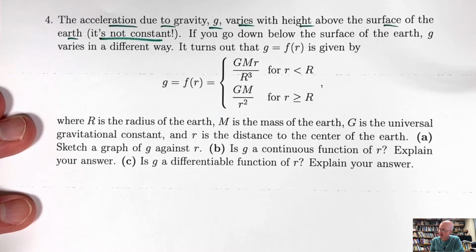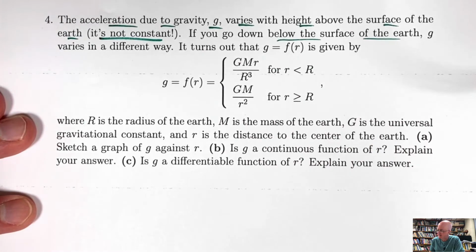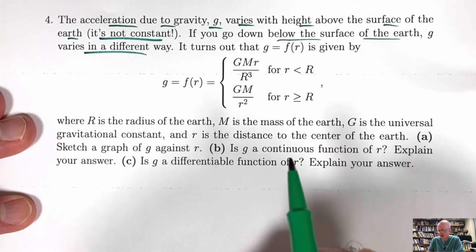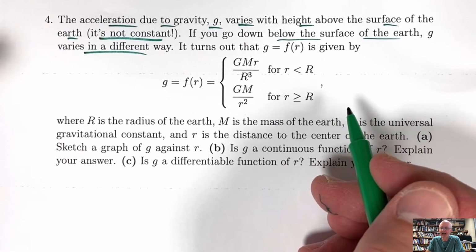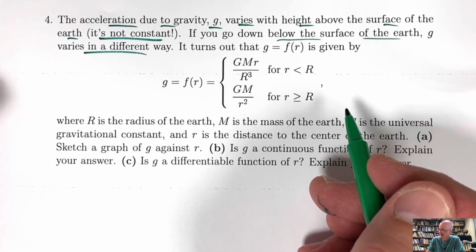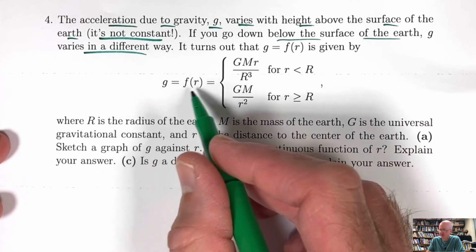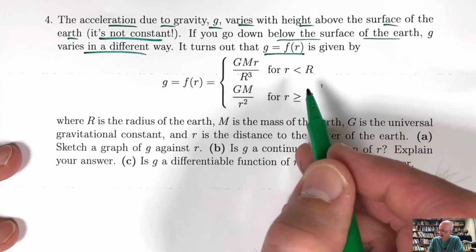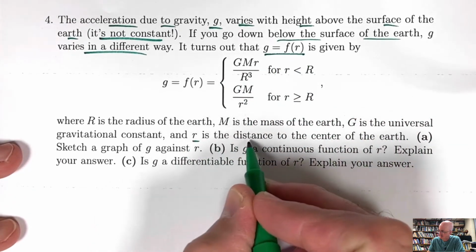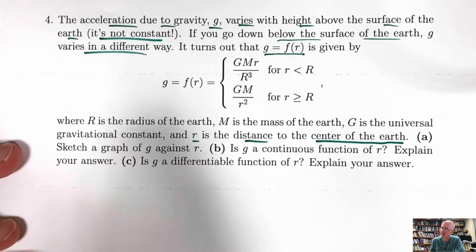But if you go down below the surface of the Earth, dig a hole, g varies actually in a different way, according to this piecewise formula. And this piecewise formula is scientifically accurate, okay? Kind of a weird looking formula, no numbers here. Little g is a function of little r, where little r is the distance to the center of the Earth, not the distance from the surface of the Earth.